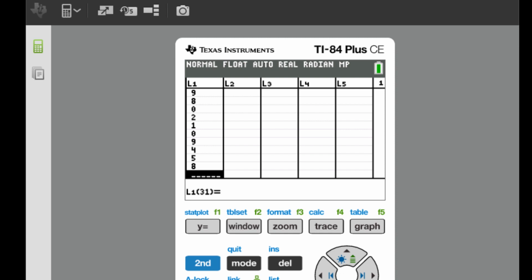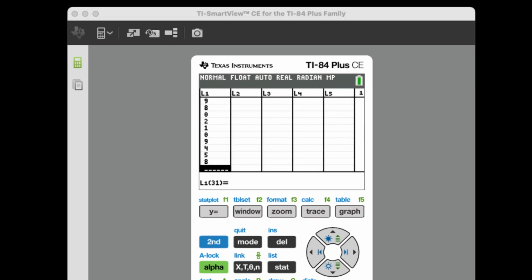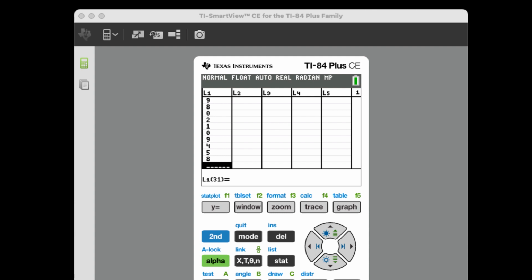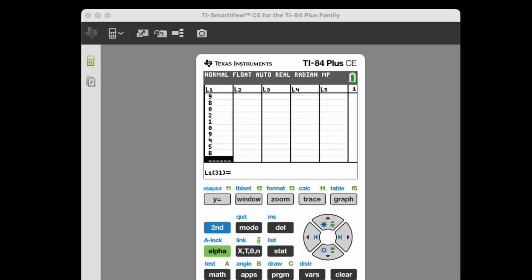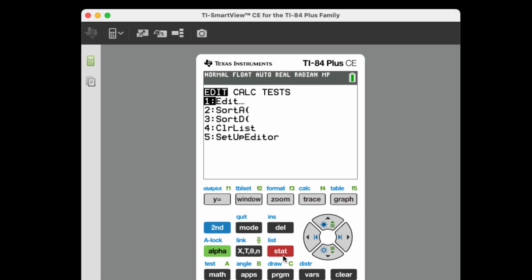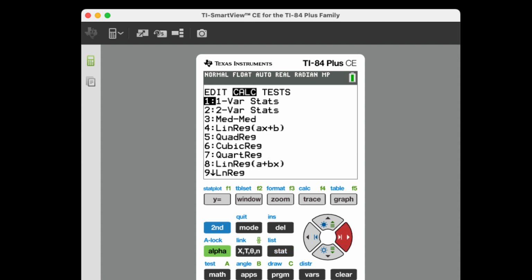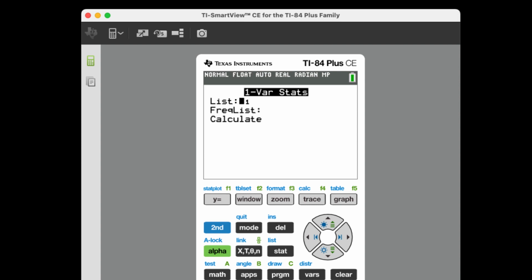Okay, so what do you think we do now? Do you guys remember what we do? You're going to go back to stat and calculate. Is that true? One variable stats. So you go back to stat, scroll to calculate. It's there and it's already on one variable stat. So hit enter. Yes, list one, we're talking about that.